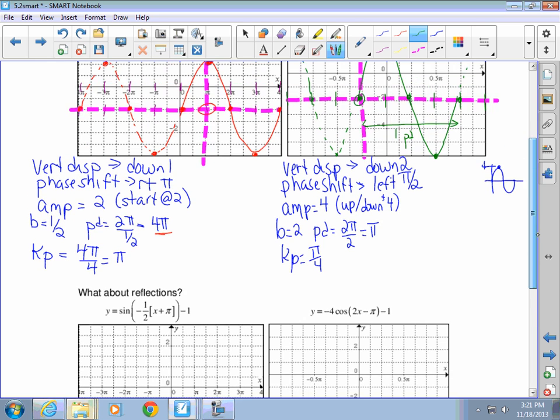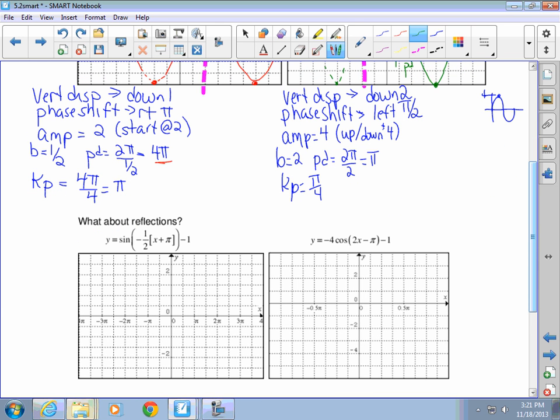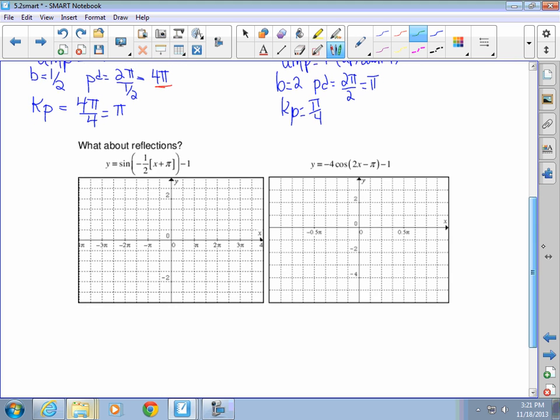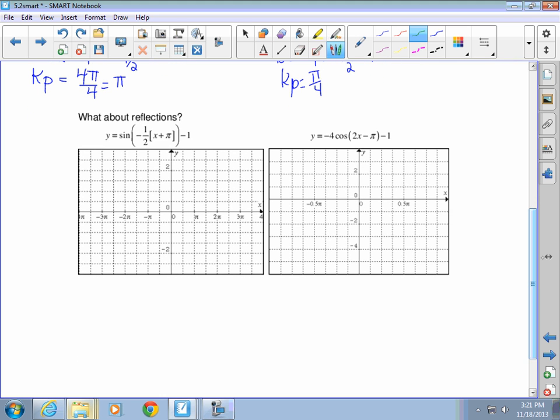Okay, so that just deals with when we don't have any negatives in there, and we're not worrying about reflections, whether a vertical or a horizontal reflection. So that's what this next part does. So if my equation says y is equal to sine of negative 1/2 x plus pi, minus 1, do the exact same thing. What's your a, b, h, k, and then what does that tell you? What do you have to do?